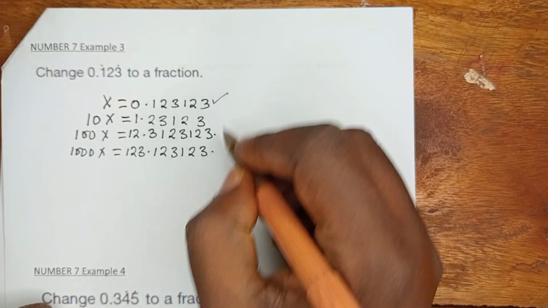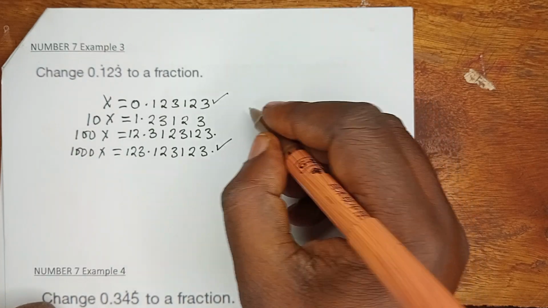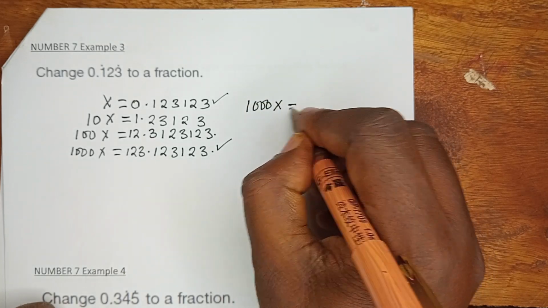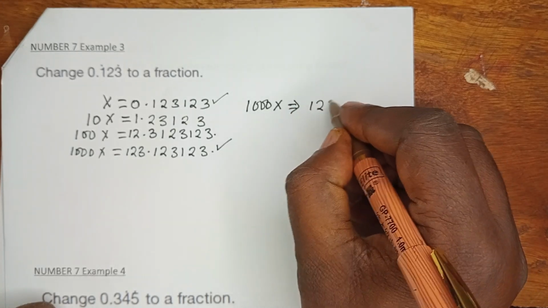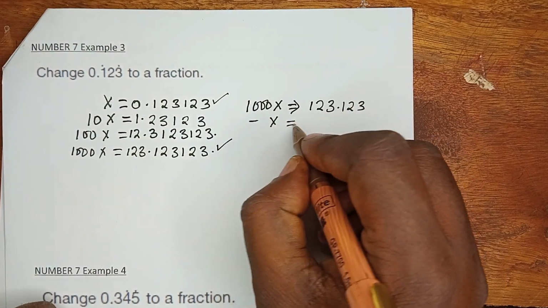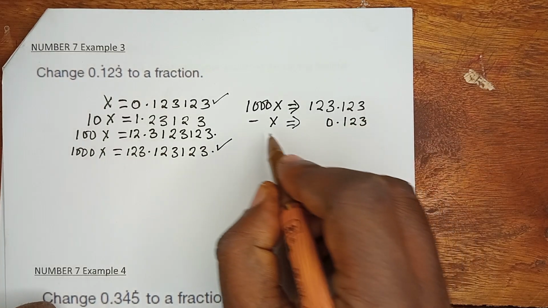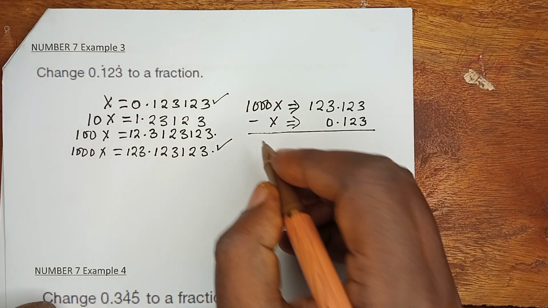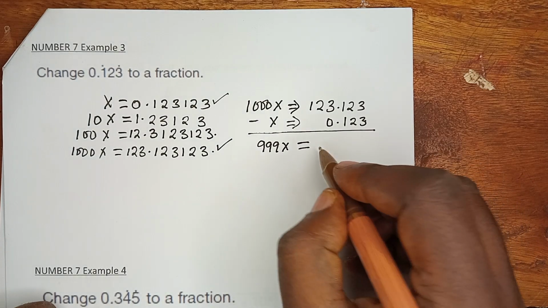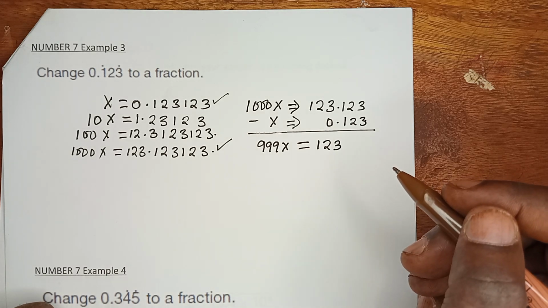Now that we have identified the 2 numbers, we operate on both of them. We have to look for the difference between the 2 of them. And what are we having? We are having 1000x, which is equivalent to 123.123123, minus a single x, which is equivalent to 0.123123, and the difference, as you can see, is 999x, which is now equal to 123, because we get 0 after the decimal point.